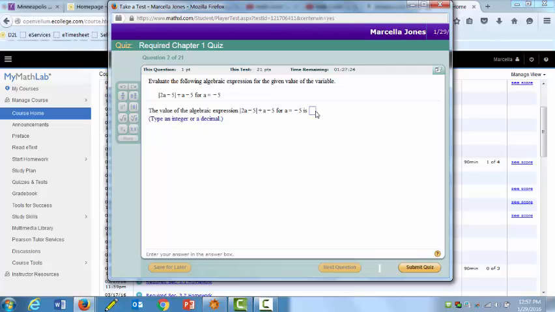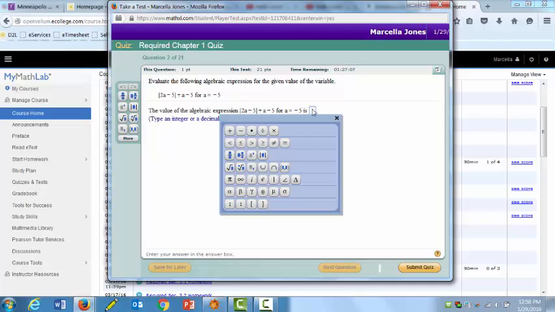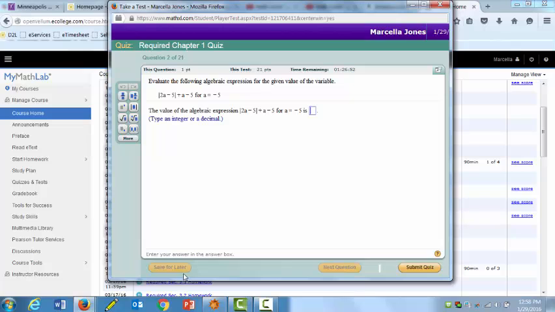All right, now here I'm given a problem. The value of the algebraic expression, absolute value of 2a minus 5 plus a minus 5 for a equal 5 is, and here I'm being asked to evaluate this, replacing a with minus 5. So say for instance something happened, I'm working on this problem and I need to stop the quiz for right now. I have to enter some answer in order to save the quiz for later.